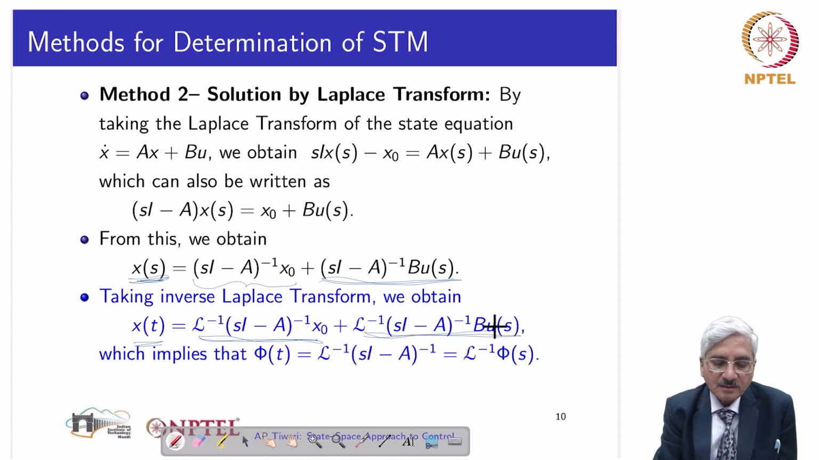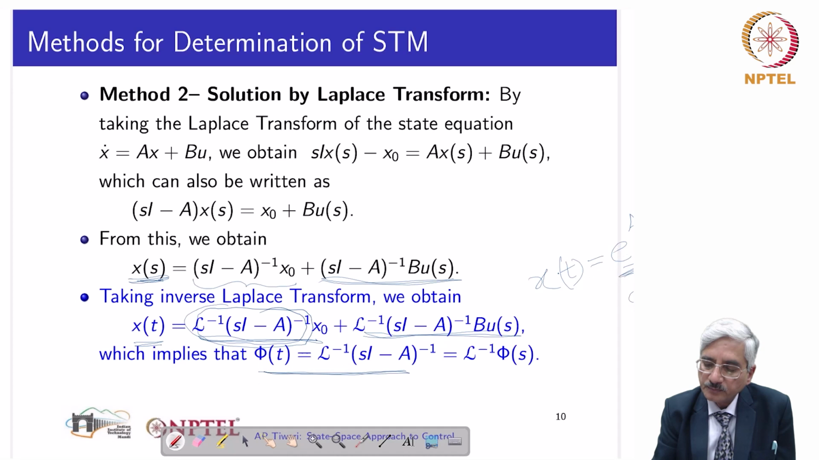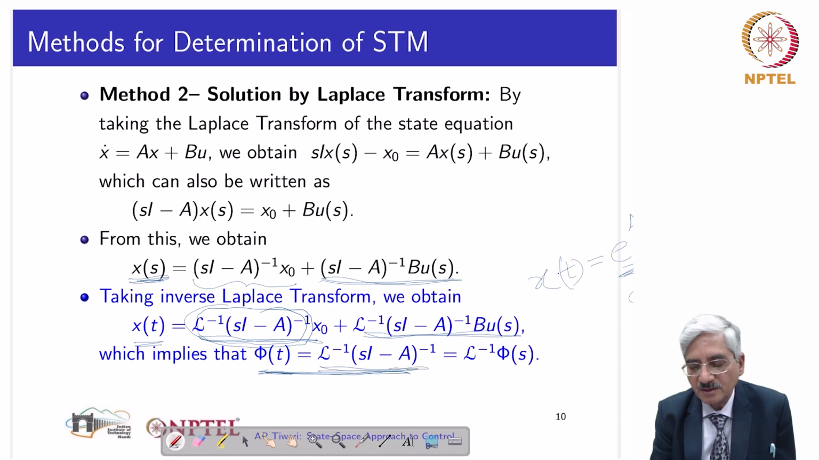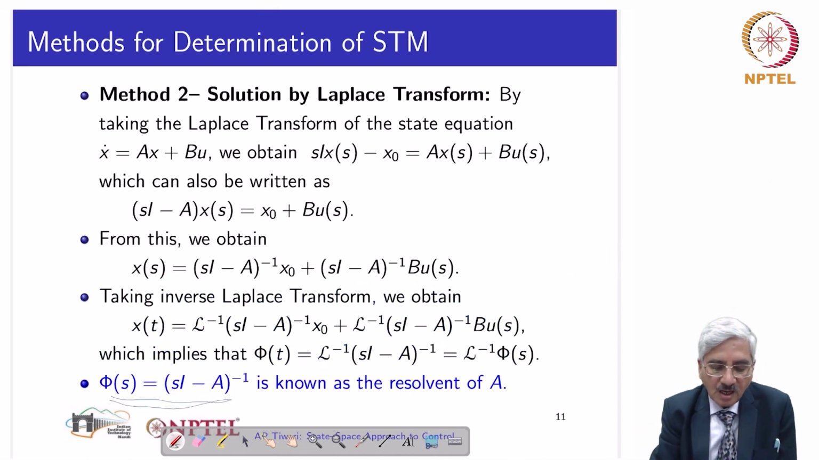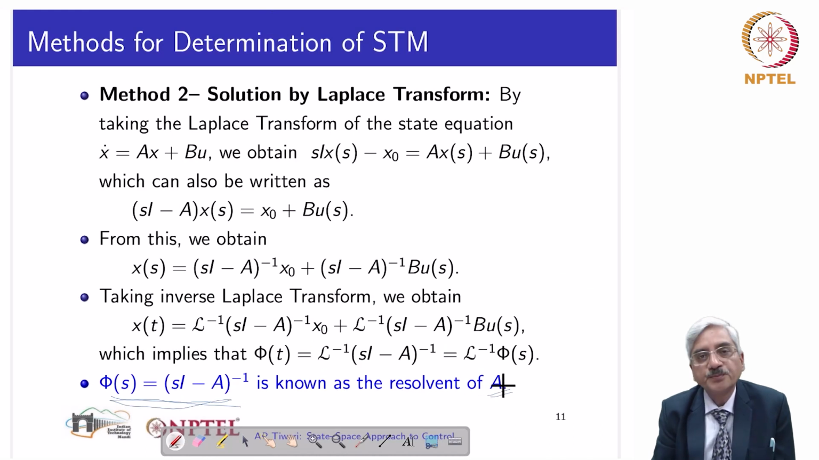We see that it has so much resemblance with the expression for x(t), which we had written earlier, x(t) equal to e power At x0, etc. We see that this appears such that we can easily write this phi t, e power At is phi t. This phi t is equal to Laplace inverse of (sI minus A) inverse, or Laplace inverse of phi s, where phi s is (sI minus A) inverse, and it is called as the resolvent of A.